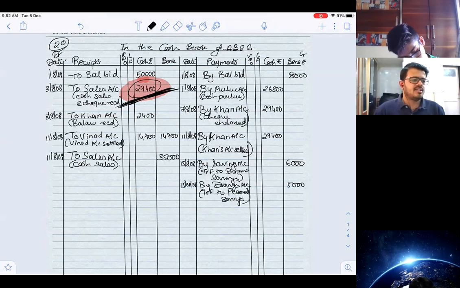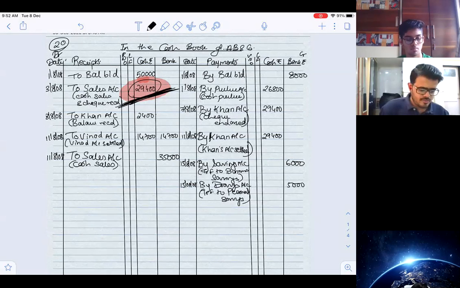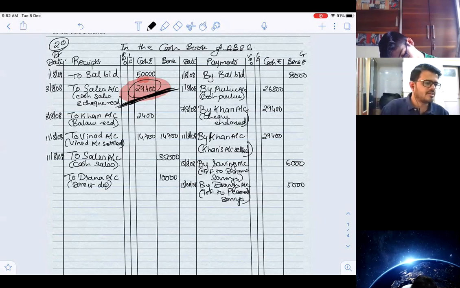Personal और business का याद रखना, कुछ नहीं दिया तो हमेशा personal तो drawings में जाएगा. Received an advice from the bank stating that Miss Diana has deposited 10,000 directly in our bank account. What should be the entry for that? Diana ने directly अपने बैंक में deposit किया. So it will be bank to Diana. To Diana, bank column 10,000. Direct deposit. 20th को हो रहा है ये.